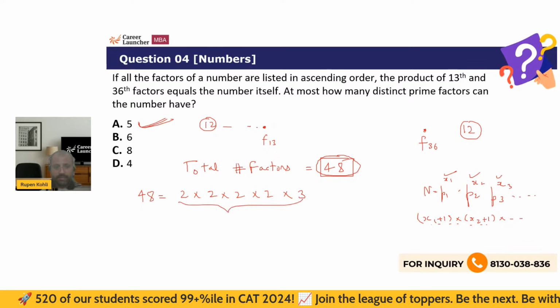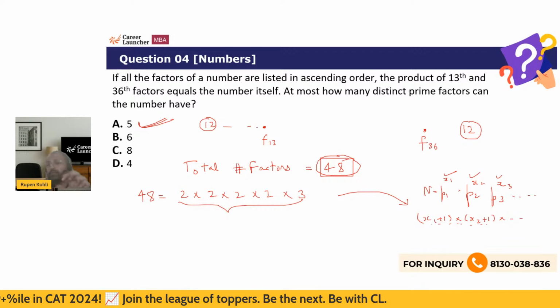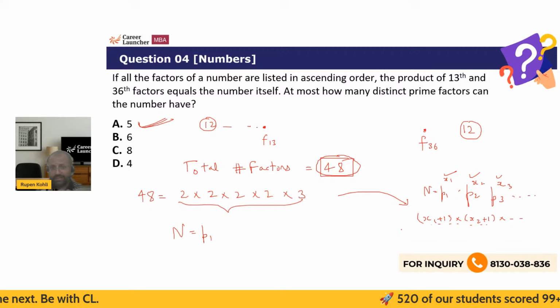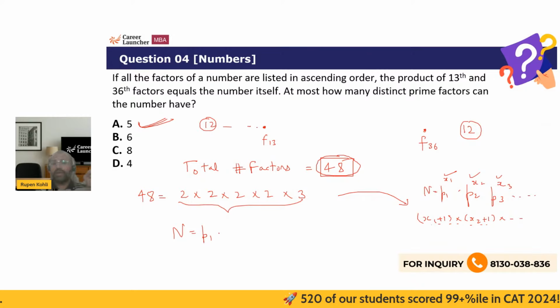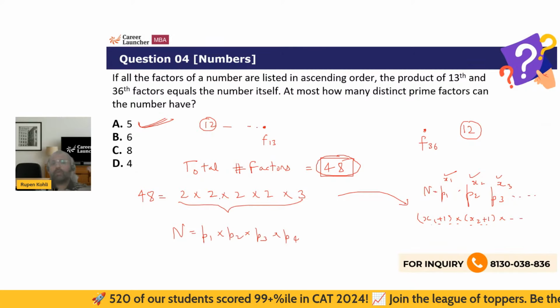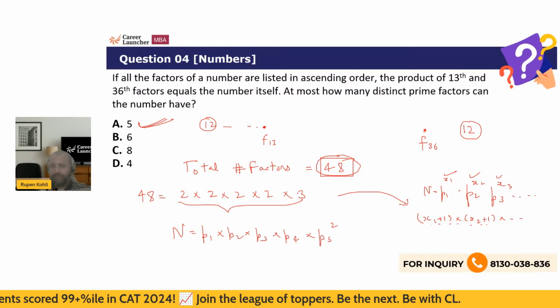This expression is equivalent to this expression. So therefore, it denotes that the number is of the form n is p1 power 1, because this is 2, which is x1 plus 1. So x1 is 1. So n is p1 into p2 into p3 into p4 corresponding to 2 into 2 into 2 into 2, into p5 square corresponding to 3.